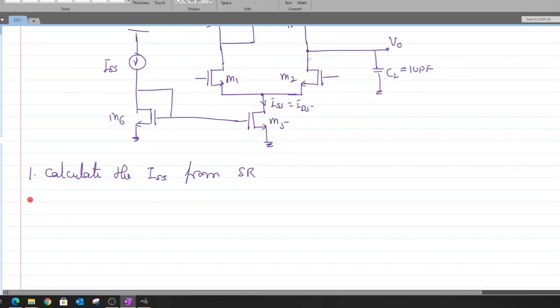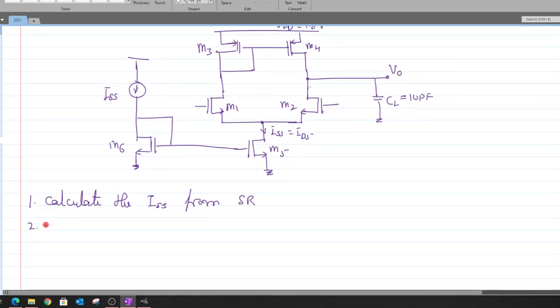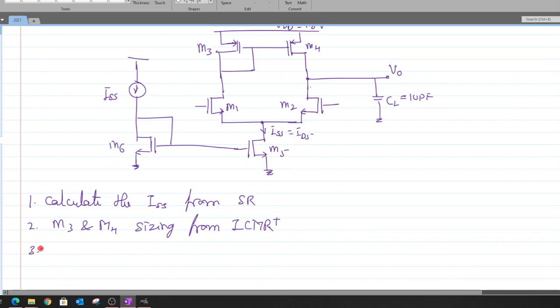Okay, the next thing is to calculate the M3 and the M4 transistors aspect ratios from the ICMR specification. So we will be calculating this M3 and M4 sizing from the ICMR plus specification. Okay, there are two ICMRs. I'll discuss that, and later we'll be calculating the sizes of this M1 and M2 transistors from what is known as the gain bandwidth product. Okay, so I will write it as GBW, the gain bandwidth product specification.